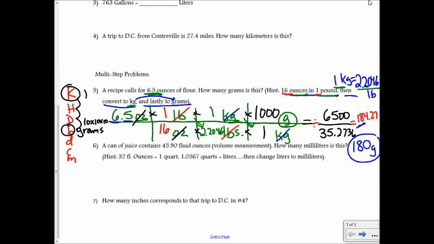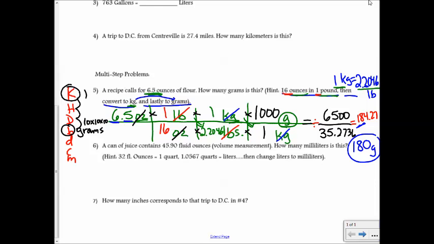Yes? Because my answer is 184. So if I don't put the filler 0, then it would just go down to 18. And 18 is not close at all to 184. But 180 is close to 184. So we use that and put the filler 0 in to get the correct rounded significant digit answer.